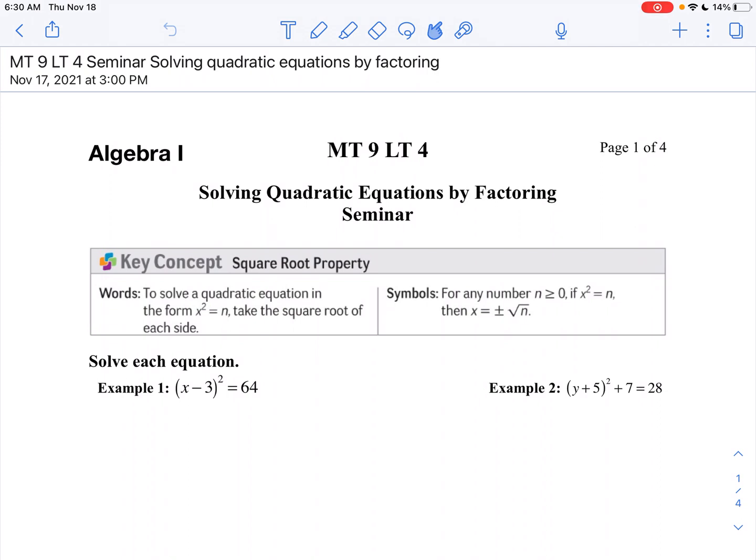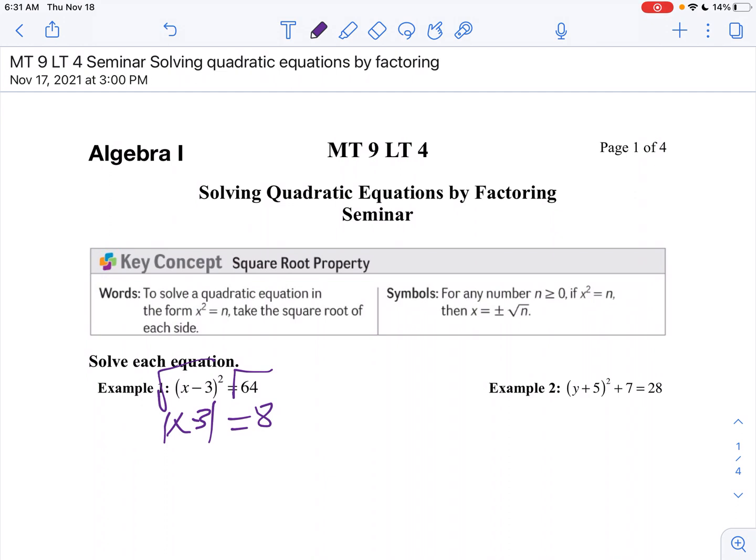The inverse operation of squaring is square root. So if I've got a square and I just want to get it by itself, what I'm going to do is take the square root of both sides. Now the square root of 64 is 8. But the square root of x minus 3 squared, remember, when you take the square root of a variable, that's the absolute value. So I get the absolute value of x minus 3 equals 8.